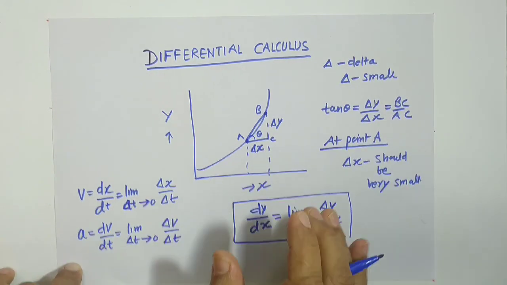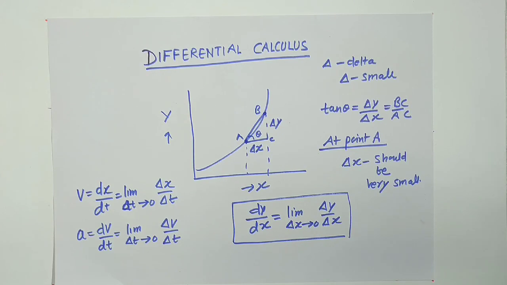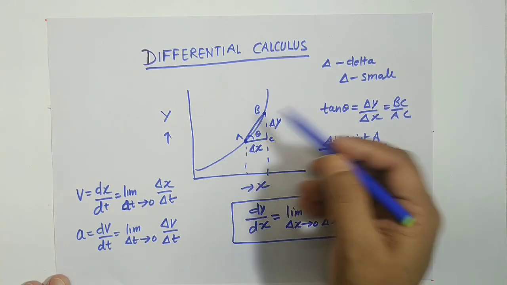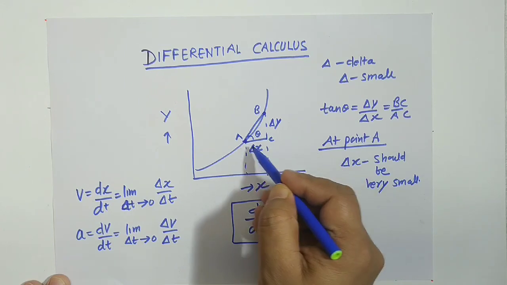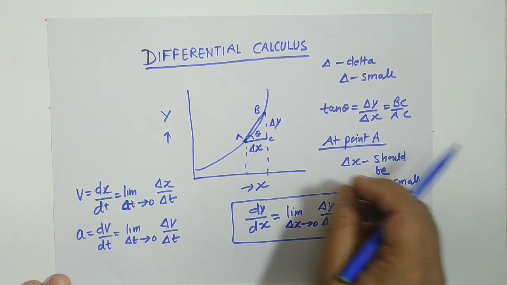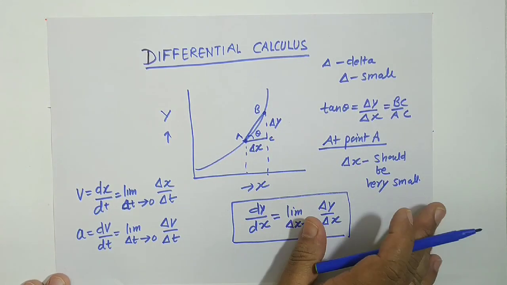So this is how we start with differential calculus, that for a small point we need that value, that slope. Here also I have explained that this is the slope of the curve and this is the general slope, but at a particular point this delta x should tend to 0. When delta x is very small, then only we can calculate. So that's why we write differential calculus in this form.